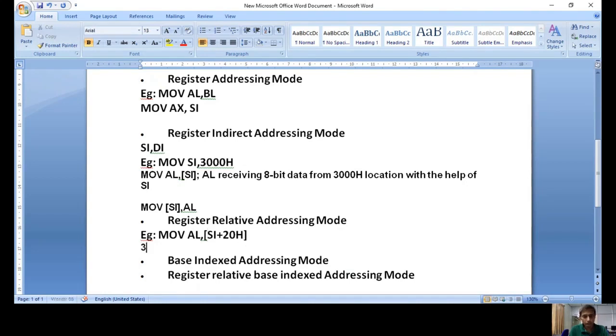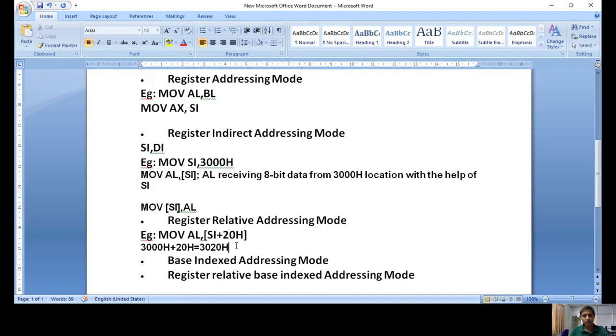For example, SI is 3000. So the 3000H address is now added to the 20H address. What is the overall address now? The overall address is 3020. So in this particular example, the register AL takes data from the 3020H location. Here we are adding an 8-bit relative address to the existing indirect register address. Already SI is equal to 3000, so 3000 is now added to 20, giving the new address 3020H. From that address AL takes data.